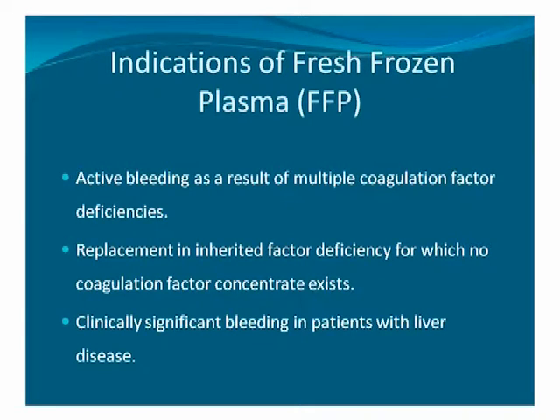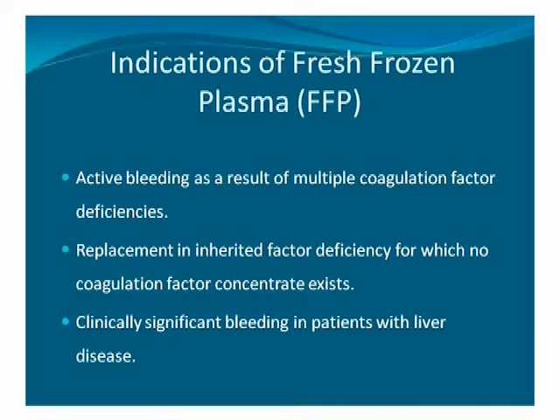Another way to use red blood cell is through exchange transfusion in patients with sickle cell disease and hyperbilirubinemia of the newborn. The other component of blood is fresh frozen plasma, or FFP, and it will be used in patients that have any active bleeding as a result of multiple coagulation factor deficiency.